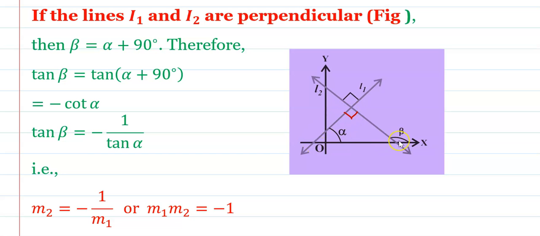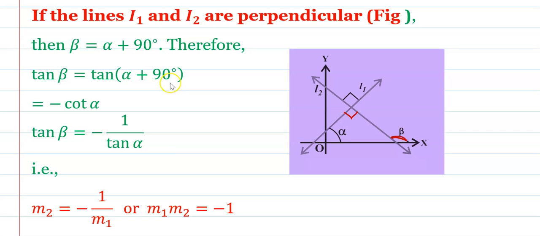If we consider this triangle, this angle beta is the exterior angle, and the measure of this exterior angle, beta, is equal to the sum of its remote interior angles. That is, beta is equal to alpha plus 90 degrees, and therefore tan of beta is equal to tan of alpha plus 90.